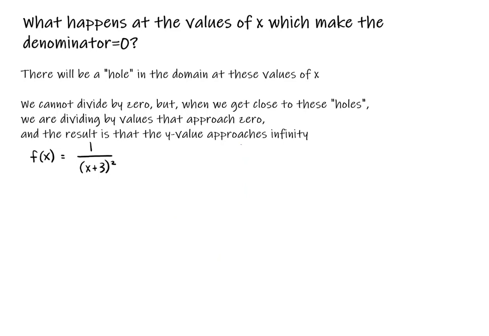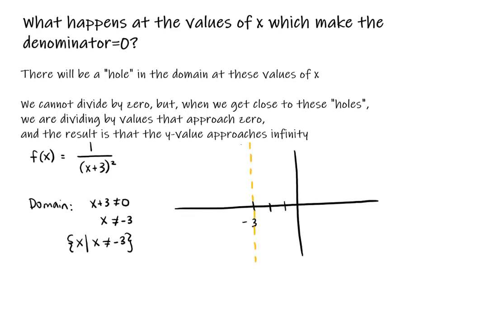Looking at this next function, we see f of x is equal to 1 over (x plus 3) squared. So we have the domain where x is not equal to negative 3. Let's graph that. At x equals negative 3, I put a dashed line vertically, so I know not to cross that value when I make my graph. And this graph actually looks more like this. Both of the sides point up to positive infinity.